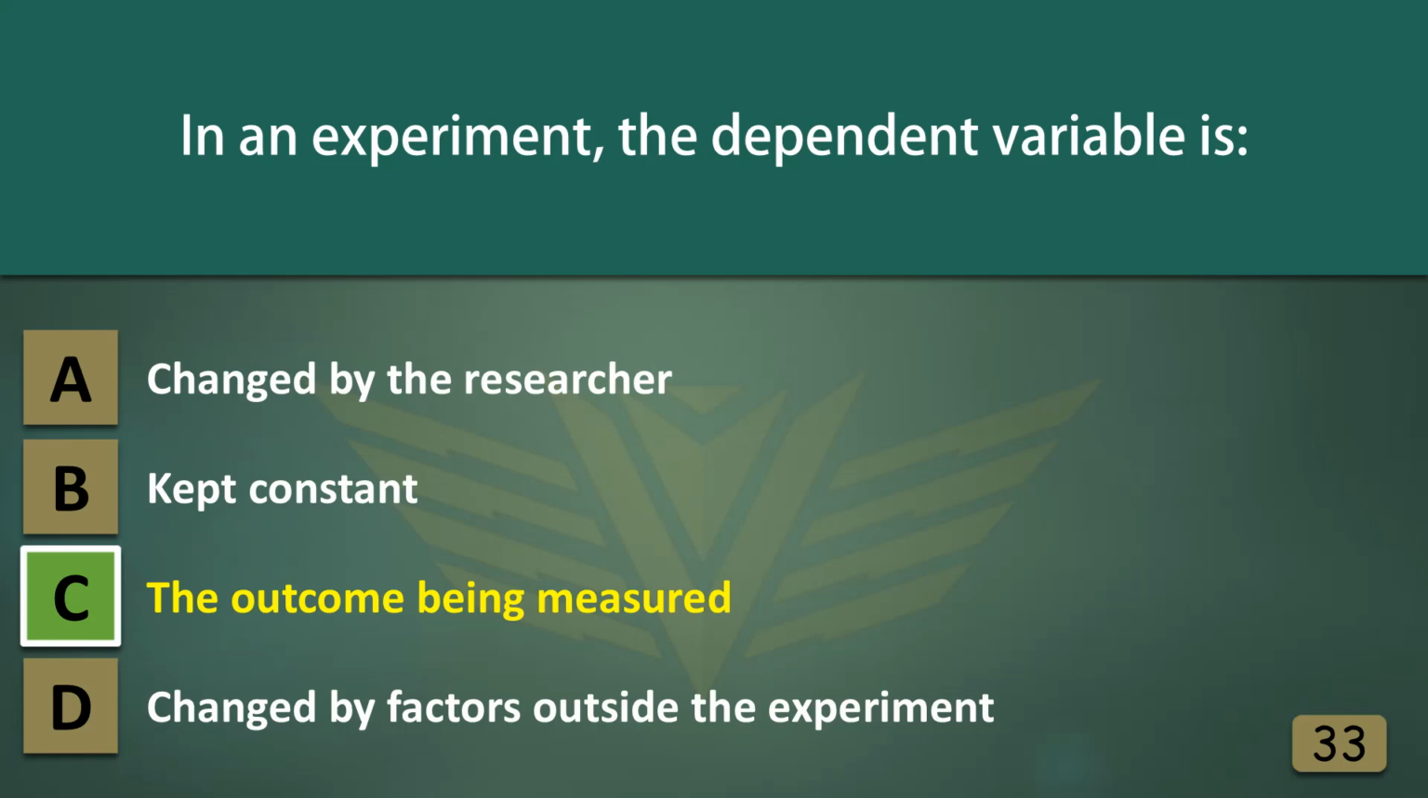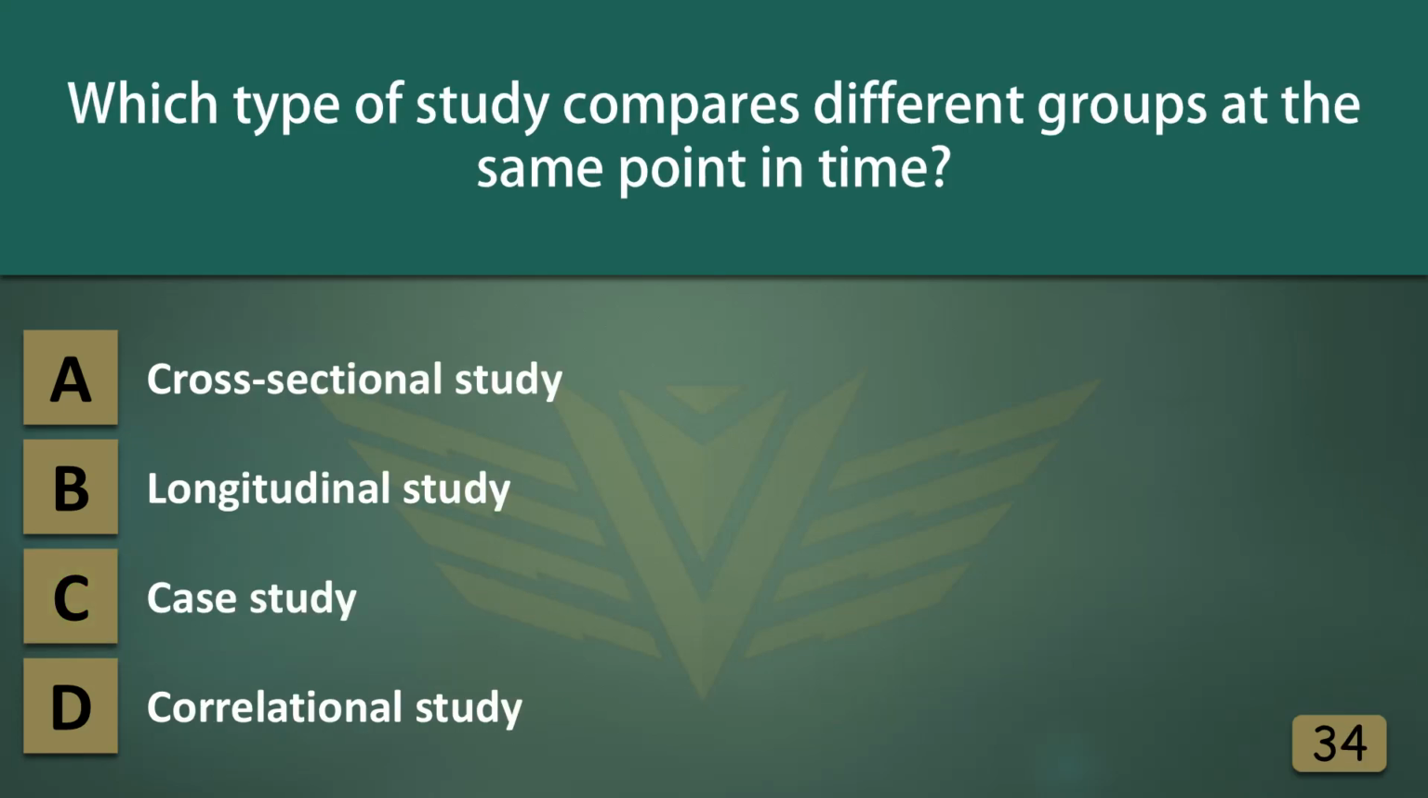The correct answer is C. The outcome being measured. The dependent variable is the outcome being measured in an experiment, which is expected to change as a result of manipulating the independent variable. Which type of study compares different groups at the same point in time?